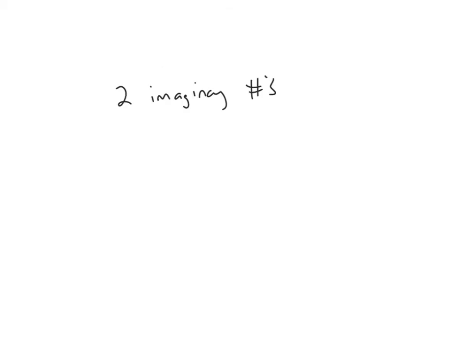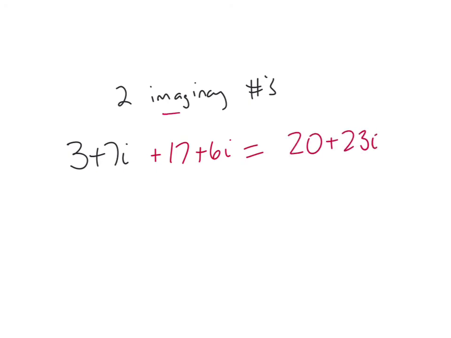All right, so number 60 says, find 2 imaginary numbers of your choice that when you add them together, they equal a real number. For example, let's say I had 3 plus 7i. Now, if I add that to another imaginary number, let's say 17 plus 6i, if I add those together, I end up with 20 plus 23i. So I have an imaginary number plus an imaginary number equals an imaginary number. Not going to help me.